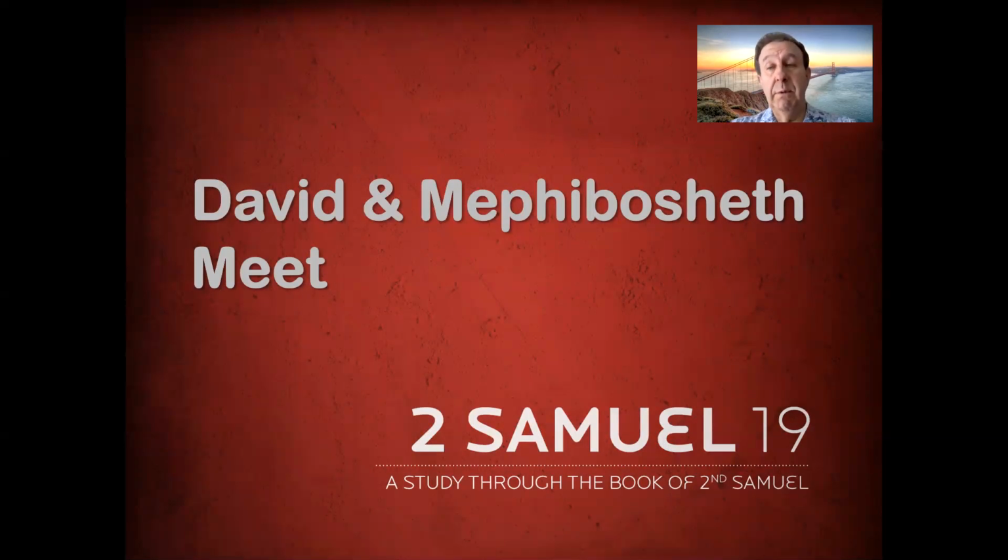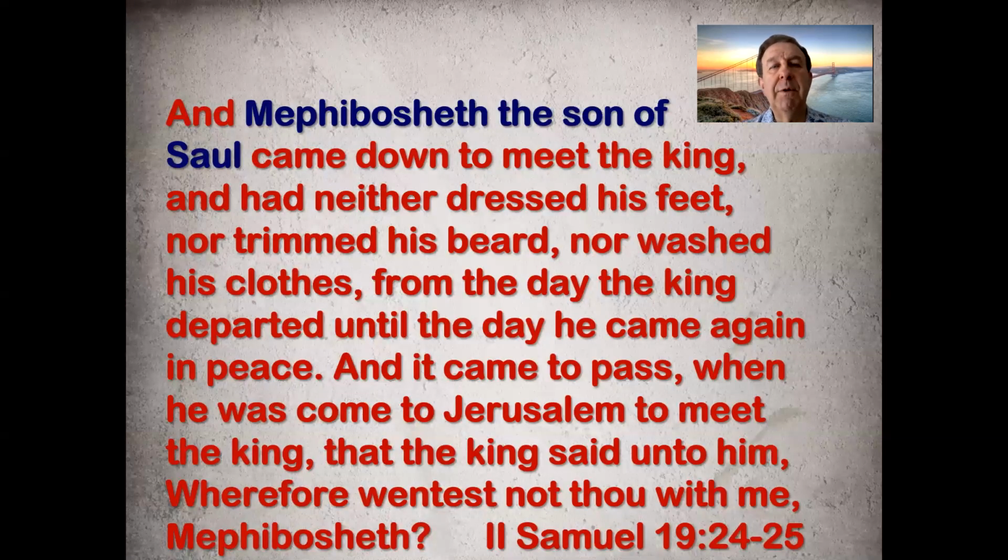And there are two stories. Remember, the first story was Ziba, who was Mephibosheth's top servant, the one who took care of his land, his property, and saw to all of that, who did not have the property because Mephibosheth had it. And then there's the other story that Mephibosheth is going to tell when he gets a chance to see David. And Mephibosheth, the son of Saul, came down to meet the king, and neither dressed his feet, nor trimmed his beard, nor washed his clothes from the day the king departed until the day he came again in peace.